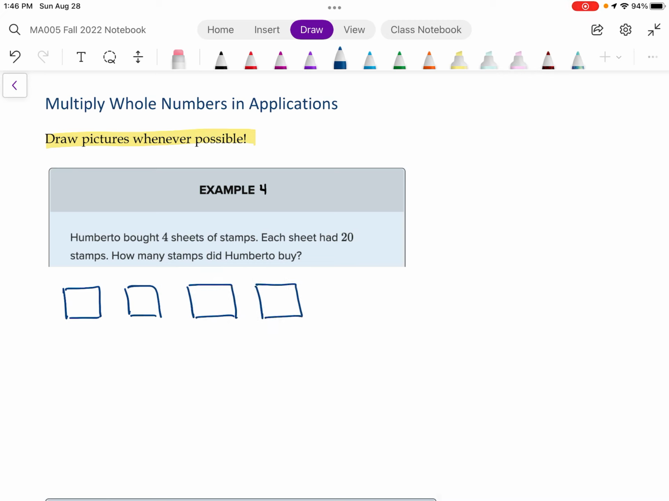So how many stamps did Humberto buy? So 20 times 4. Okay, so we would just say 20 times 4 is 80. So 80 stamps.